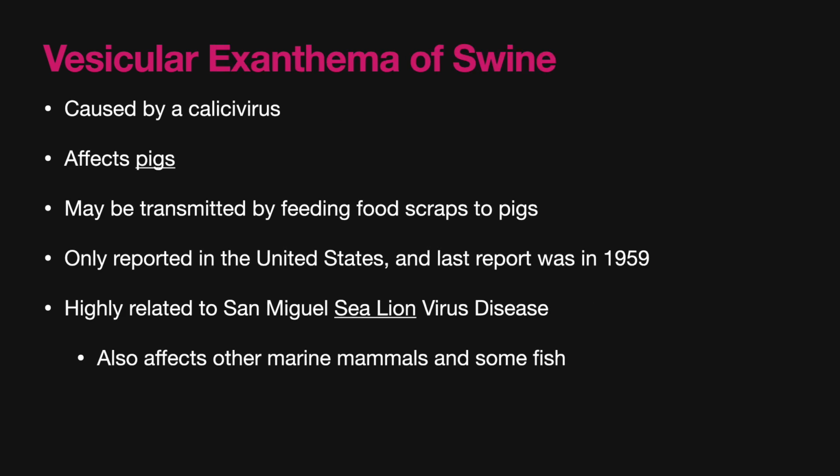Next, we have vesicular exanthema of swine. This is caused by a calicivirus, and it affects pigs exclusively. It may be transmitted by feeding food scraps to pigs, which can introduce the pathogen into the pig's digestive system. This disease has only been reported in the United States, and the last report of it was in 1959, so it's more of a historical disease at this point. It is, however, highly related to San Miguel sea lion virus disease, which can also affect other marine mammals and some fish. So often when we think about vesicular exanthema of swine, we think about both pigs and sea lions.